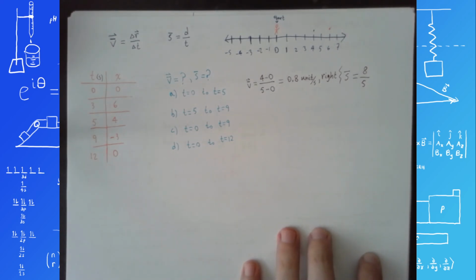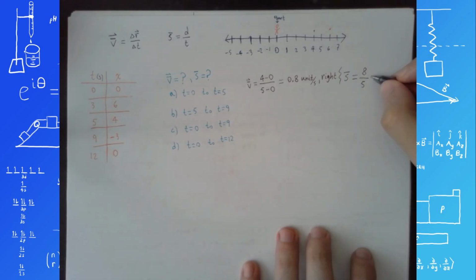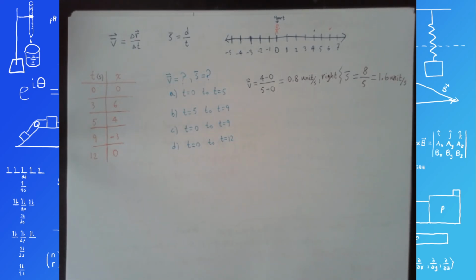8 over 5. And 8 over 5 would simplify to 1.6. Yeah, 1 3/5 equals 1.6 units per second. Units per second. No direction needed for speed. Average speed is a scalar after all. So yeah, this person on average moved at a rate of 1.6 steps per second.